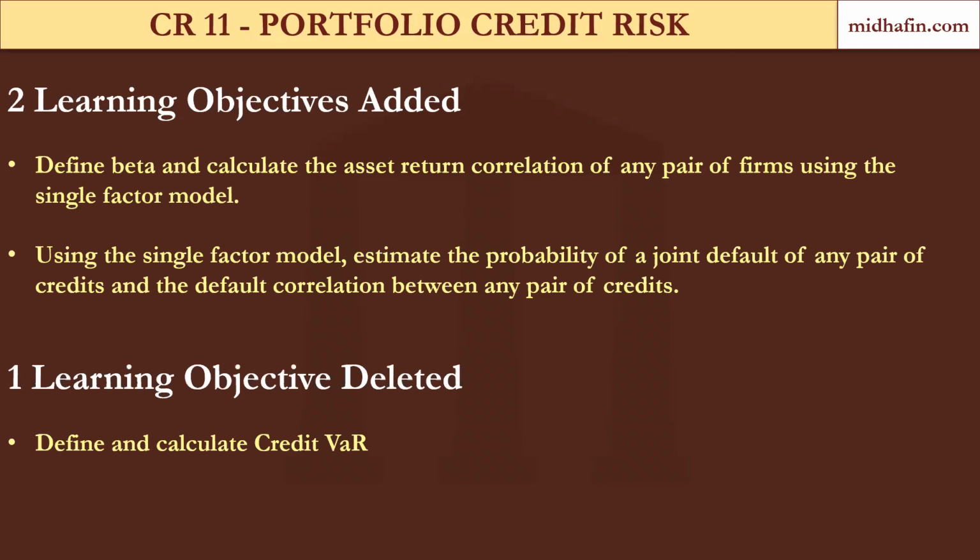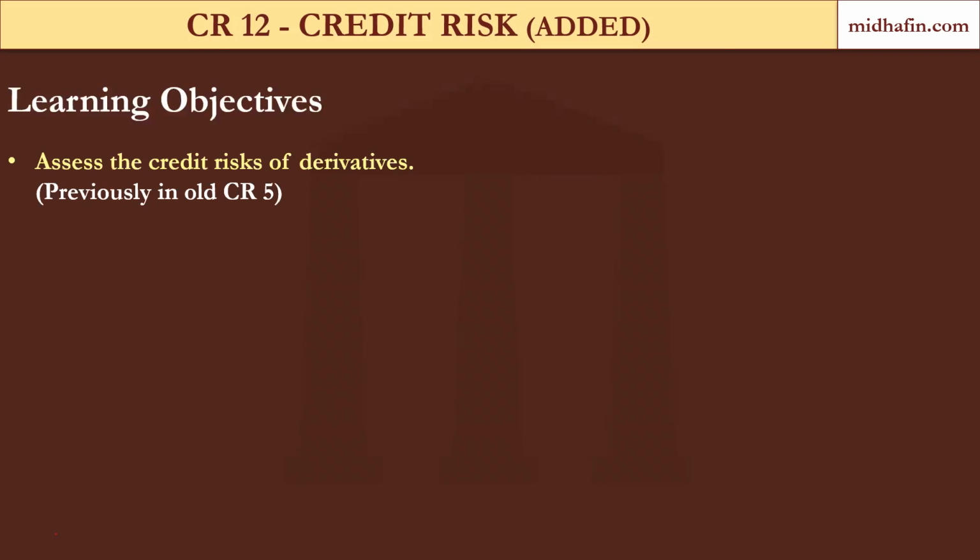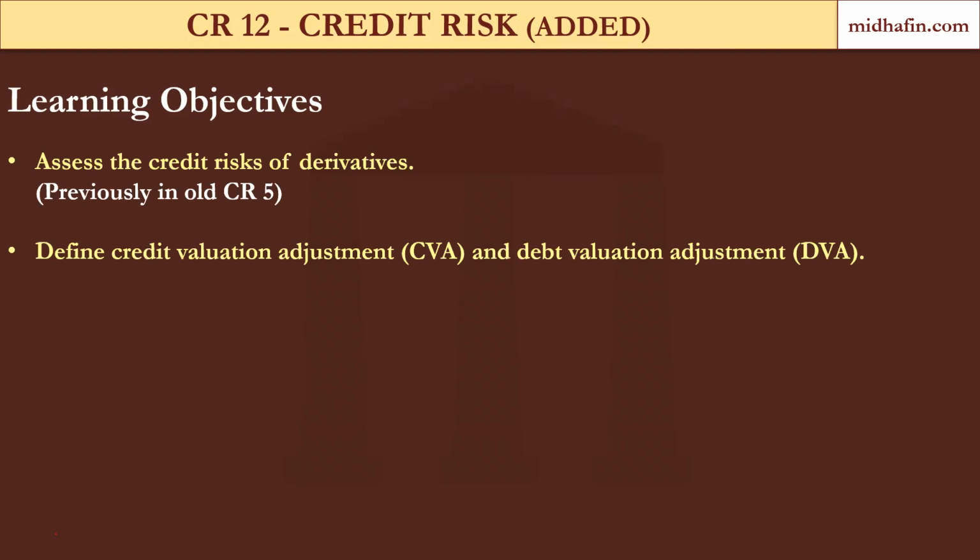And one learning objective has been deleted, which makes sense, right? Because now credit VaR has a separate chapter. Now this credit risk chapter has been added, so it covers some concepts of CR5 as well as CR6. And as I mentioned, CVA has already been introduced before the 20th chapter. CVA has a separate chapter, but in this chapter, CR12, CVA has already been introduced.